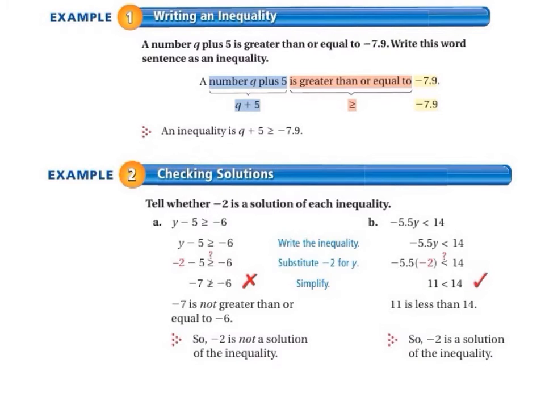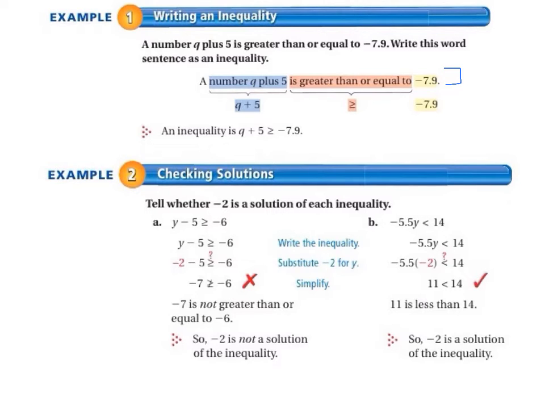We'll be starting today's lesson on page 126 in your online Big Ideas 2014 math book. Example 1, writing an inequality. A number q plus 5 is greater than or equal to negative 7.9. Write this word sentence as an inequality. So we can see that the first step is to write the sentence out exactly as it is in the order that it's written in the book. So a number q plus 5 is greater than or equal to negative 7.9.